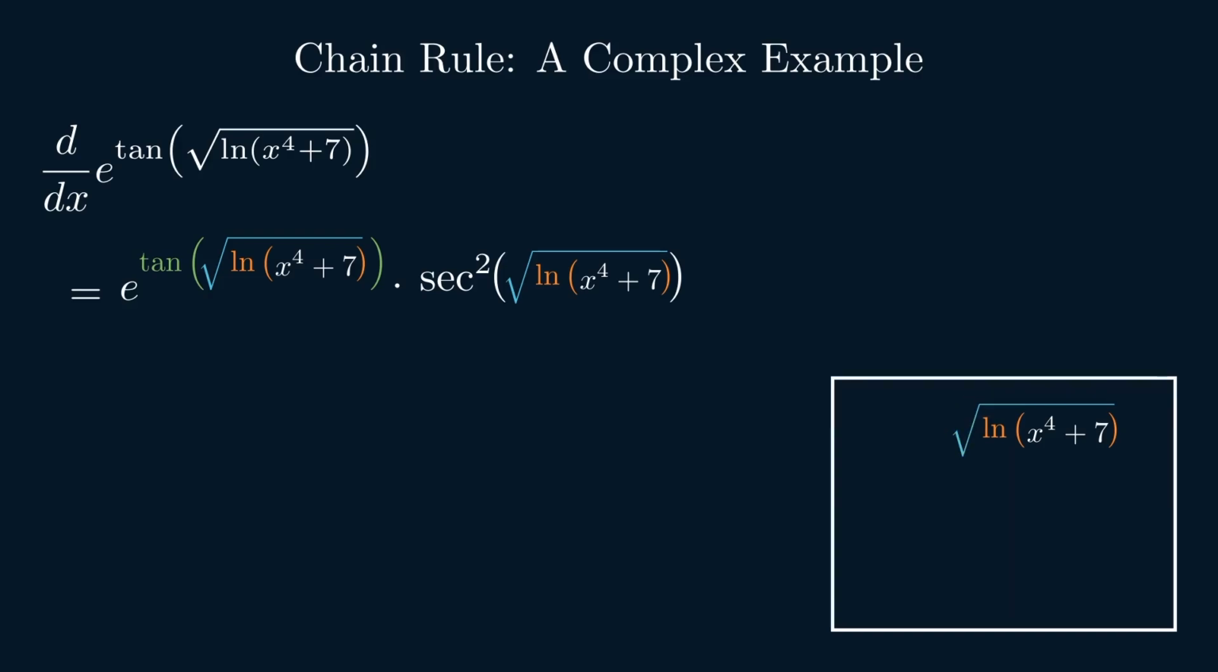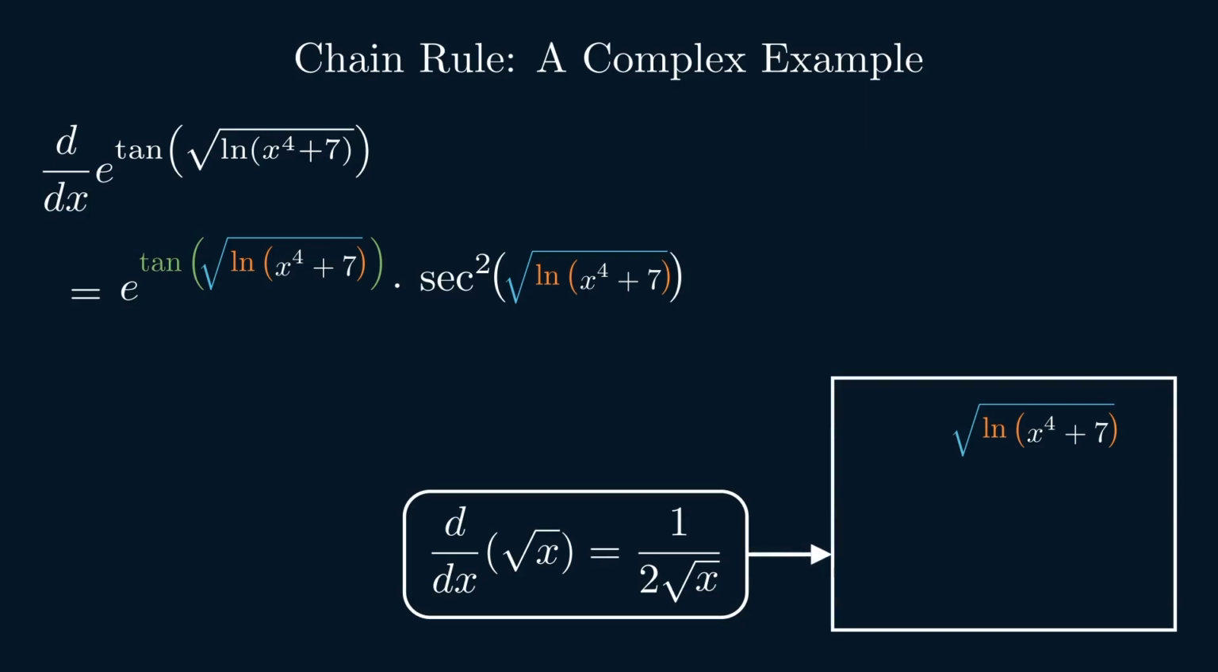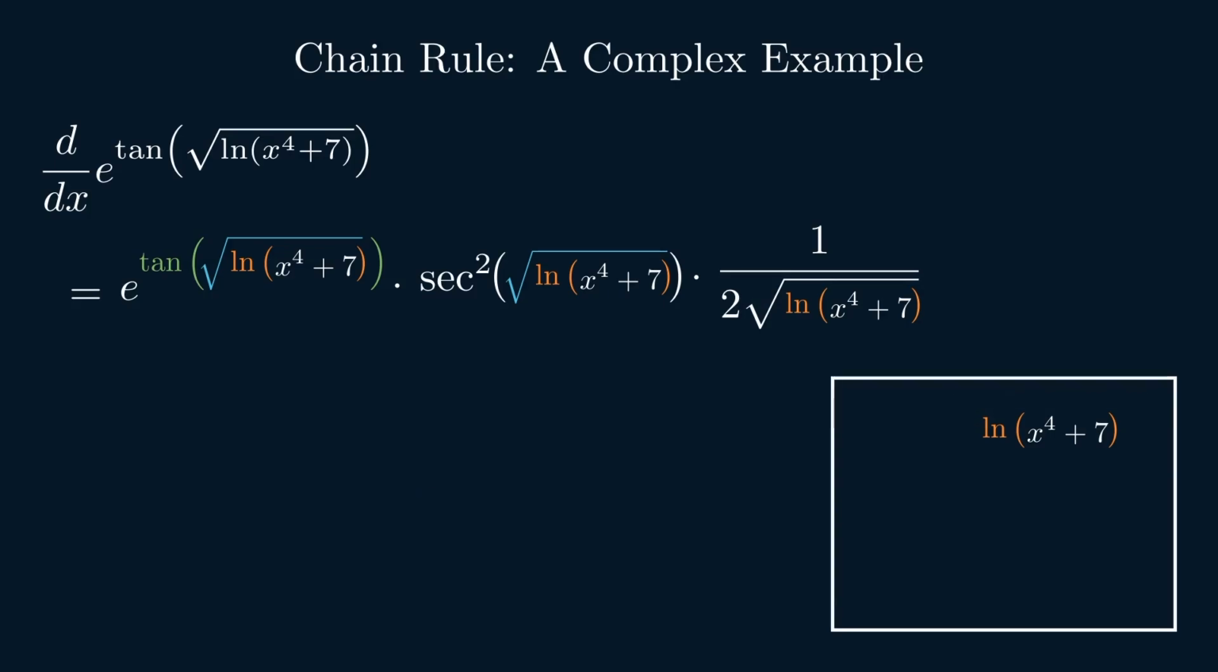Now, we need to differentiate the square root function. The derivative of the square root of x is 1 over 2 times the square root of x, which we evaluate at the input of the square root function. This becomes the third factor in the derivative of the composite function. We have completed the differentiation of the square root function.